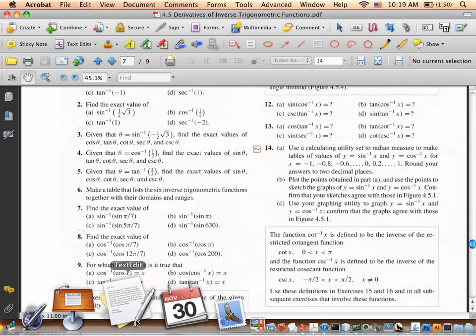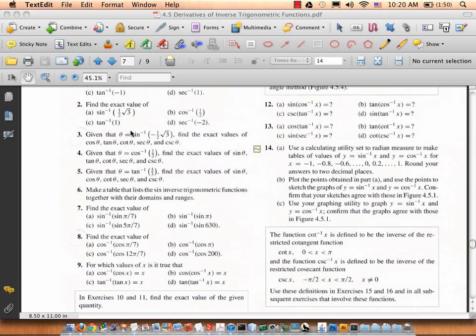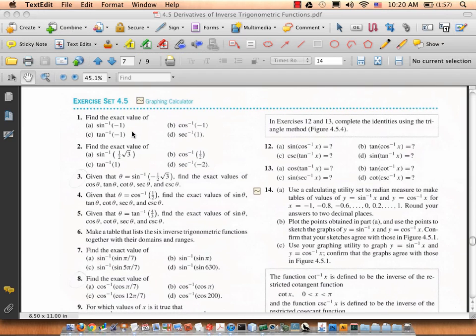I want you to be able to do numbers 1 through 13. Now, those questions right there, Brian, they involve the domain and the range. Some of them may turn out to be undefined because they may be asking you to calculate a value that's not in the domain or the range. So you'll need your notes, what we just wrote down, to do those problems, okay?